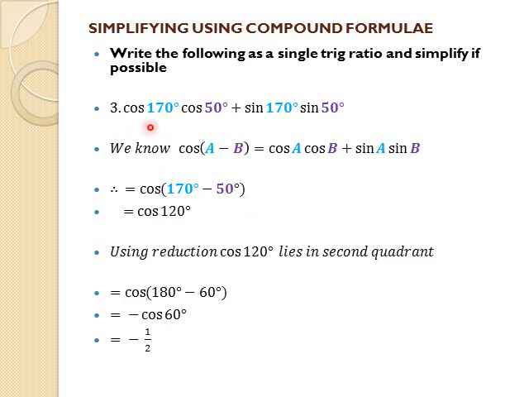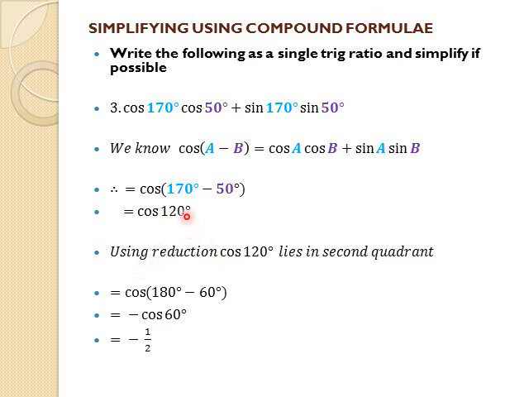Now here in problem 3, they gave me cos plus sine. My angles correspond. It's 170, 170 and 50, 50. So as soon as it's cos, we will always use the cos compound angle. So you should know cos (A minus B) is cos A cos B plus sin A sin B. So we're going from this side to that side. A there is 170. My B is 50. 170 minus 50 gives me cos 120.